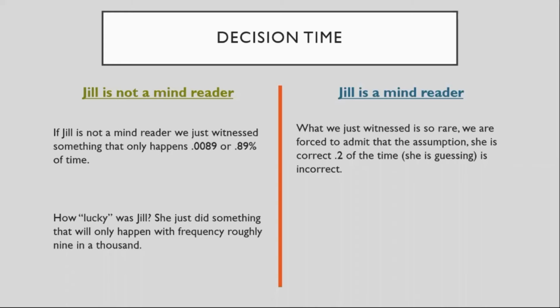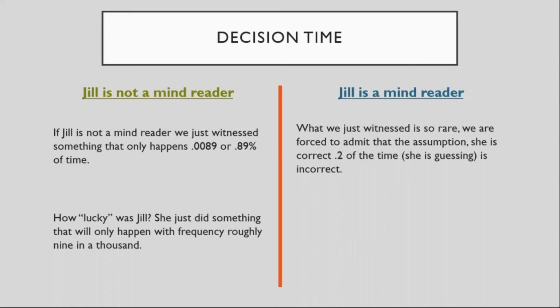The decision before us: is Jill not a mind reader, or is she a mind reader? So if she is not a mind reader, we just witnessed something that only happens 0.0089, or less than 1% of the time, by chance. So how lucky did she get? She just did something that only happens 0.89% of the time. So roughly 9 in 1,000.